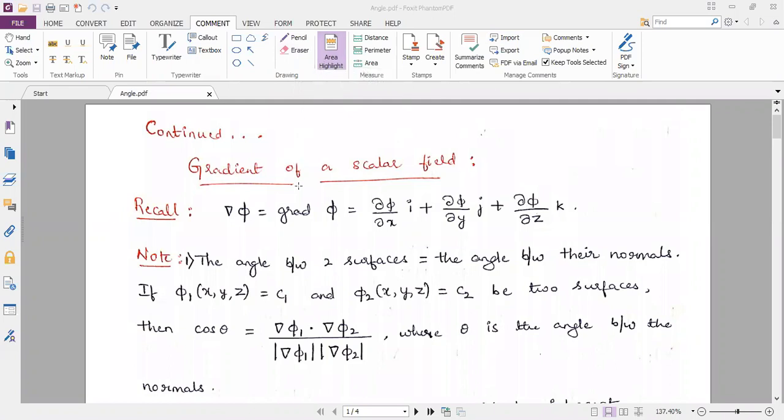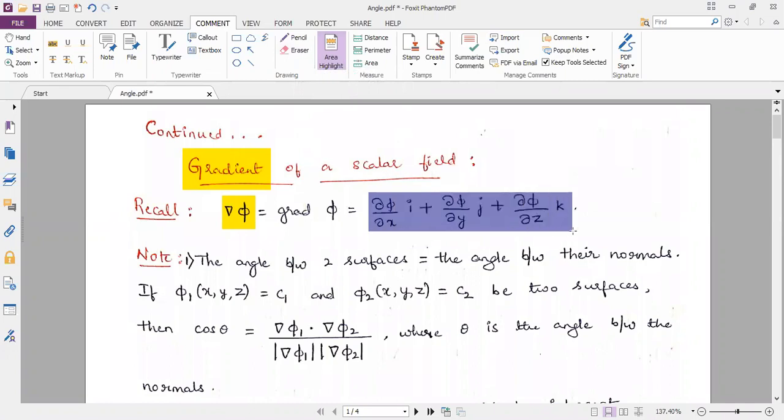Today we will discuss a topic in vector calculus, that is gradient of a scalar field. Recall the formula for gradient. Grad phi is given by dou phi by dou x i plus dou phi by dou y j plus dou phi by dou z k.